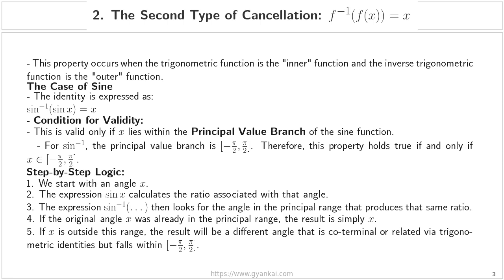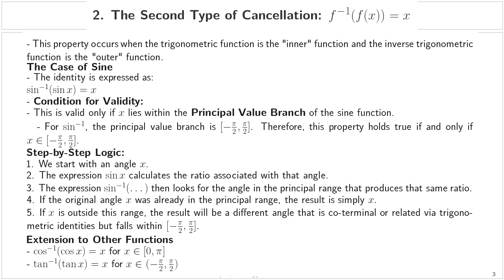If the original angle x was already within the principal range, the result is simply x, and the functions effectively cancel each other out. However, if x is outside this range, the inverse sine function will not return the original angle. Instead, it will return a different angle that is related to x via trigonometric identities, but strictly falls within the range of -π/2 to π/2.